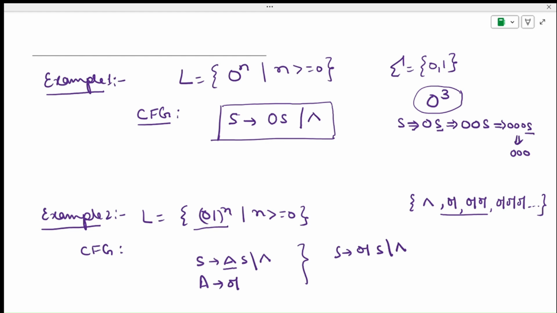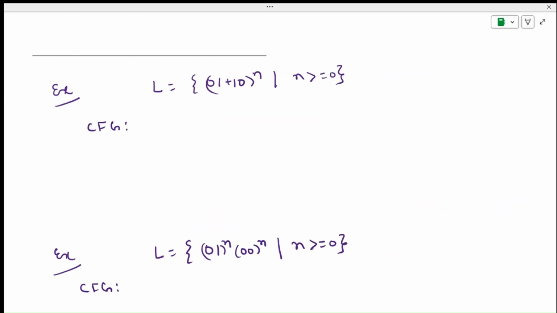Take the next example: (01 or 10) whole raised to the power n. Remember that n is greater than or equal to 0, which means the null string is allowed. Therefore, here I'll take two variables. One variable is A, which is 01. The other variable is B, which is 10. And then we have the start symbol S.